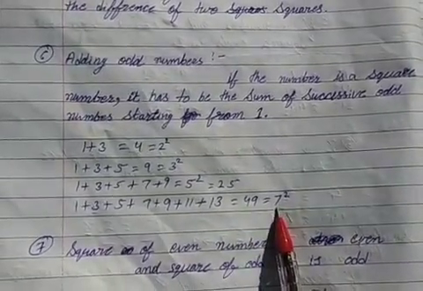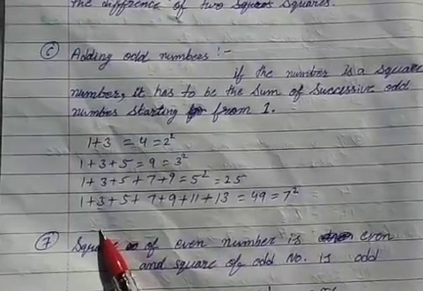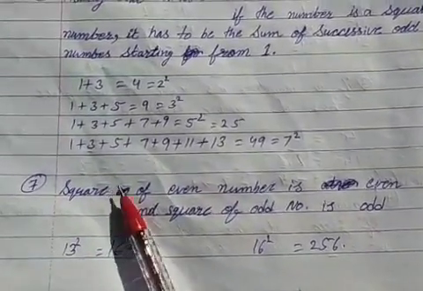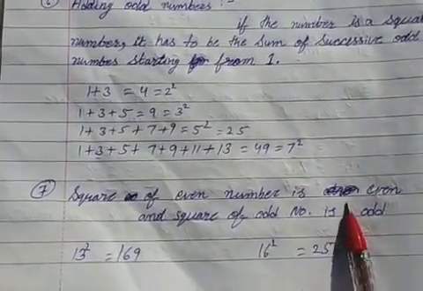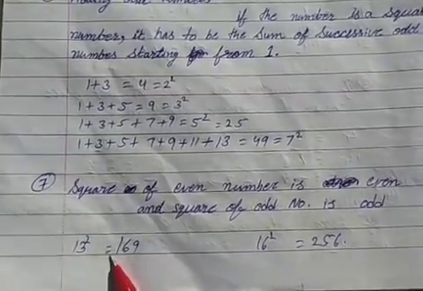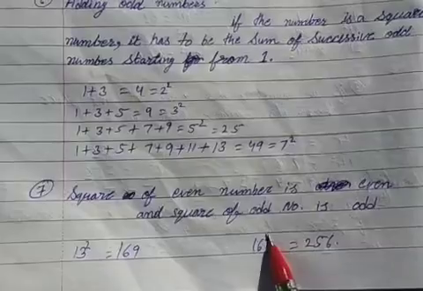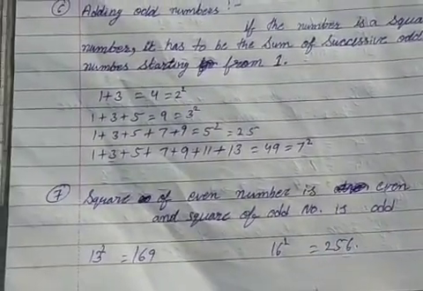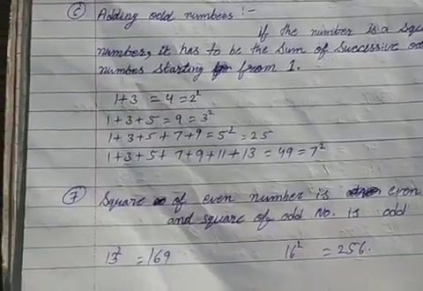Otherwise, the square of any number can be represented as a sum of odd numbers. Last property: the square of an even number is even and the square of an odd number is odd. See here, 13 is an odd number, then the square of 13 is also odd. 16 is an even number, then the square of 16 is also even. So in this way we can solve questions on squares.